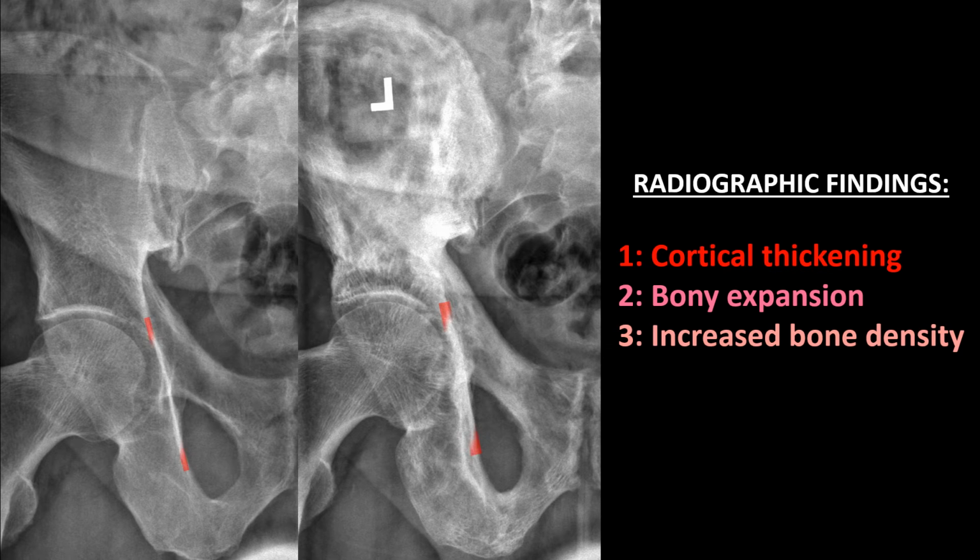First is cortical thickening, and this can be seen throughout the left hemipelvis, but if you look at the size of the cortices, they're larger on the left than they are on the right. Second is expansion of bone. The bone is slightly enlarged in this case in comparison to the normal right side. And then lastly is increased bone density. And there are many areas of increased density throughout the hemipelvis. However, I just highlighted this one region to take note of.